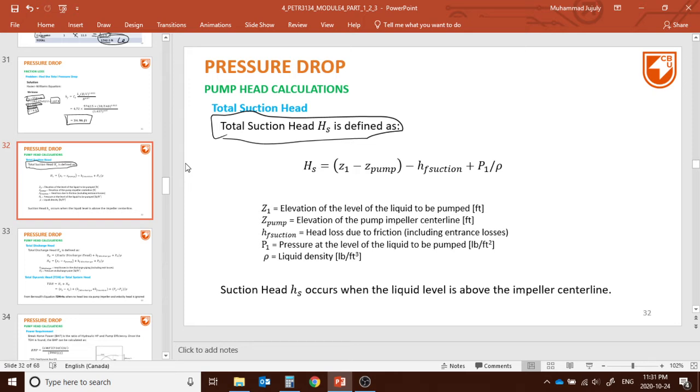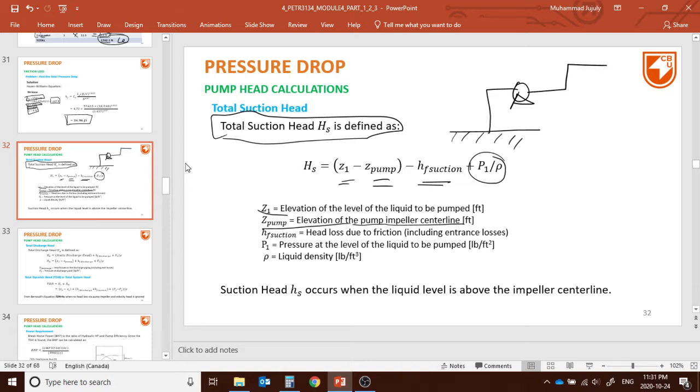Total suction head is Z1 minus Z pump minus HF suction plus P1 by rho. What are these? Z1 is the elevation of the level of the liquid to be pumped. Z pump is the elevation of the pump impeller center line. That means, for instance, here you have the pump, here is the liquid, and you are moving the liquid in here.